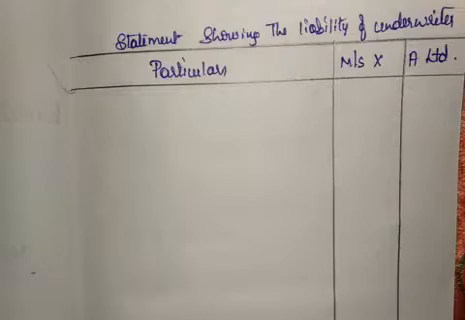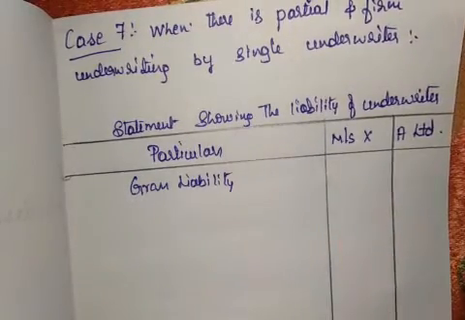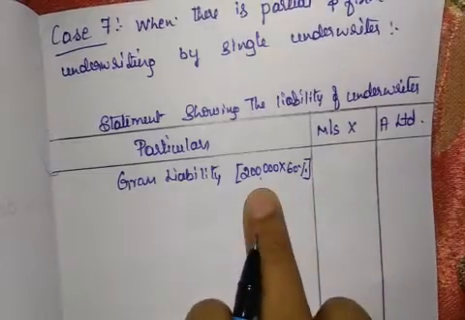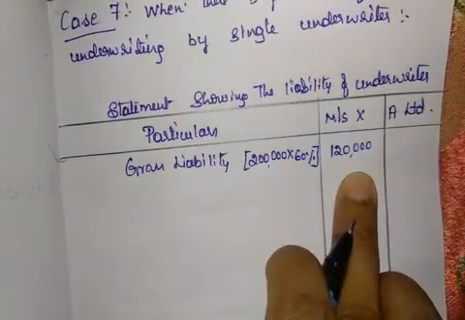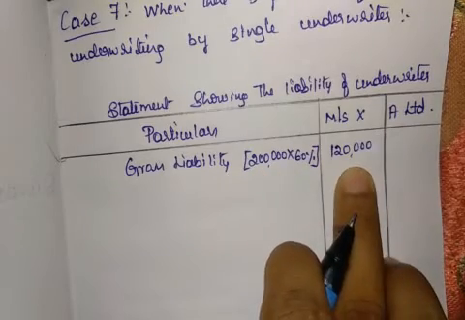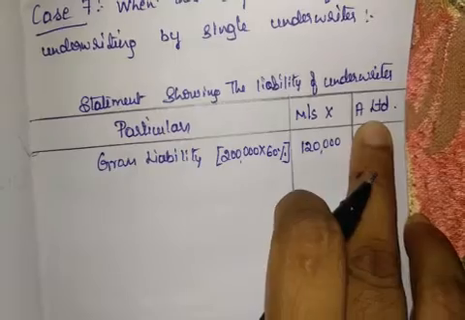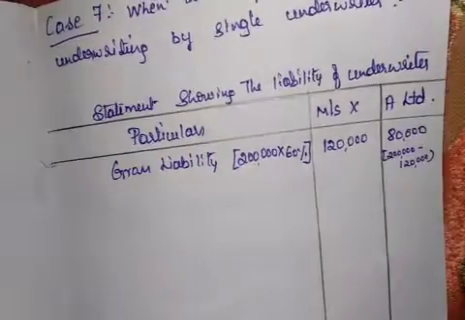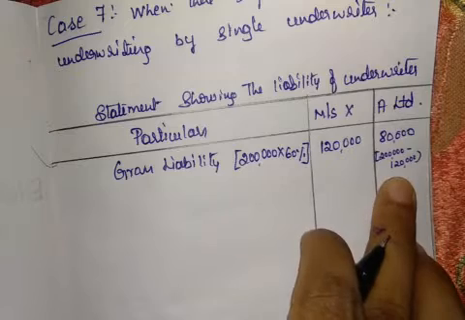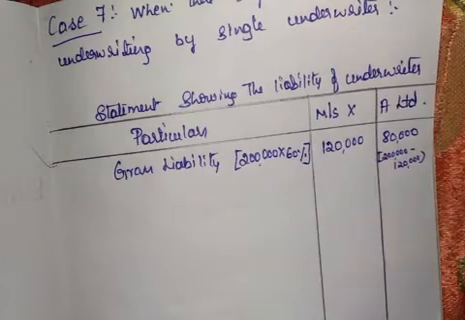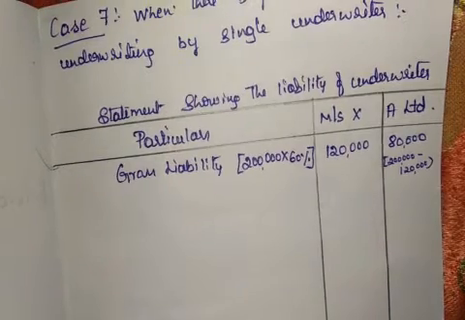Here is the statement. We have to take the gross liability of the underwriter. Liability of the underwriter is 2 lakh into 60%, that is 1,20,000 shares. So out of 2 lakh, 1,20,000 shares were underwritten. For the non-underwritten part, the company becomes the underwriter. That is 80,000: 2 lakh minus underwritten shares 1,20,000, balance is 80,000. For the non-underwritten shares, A Limited becomes the underwriter.